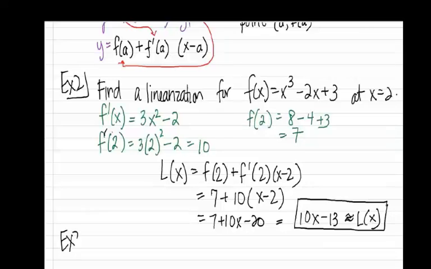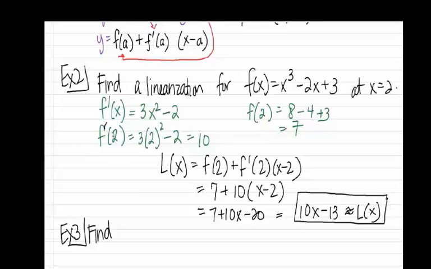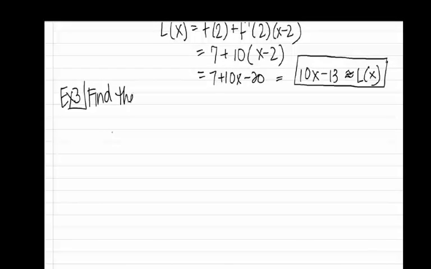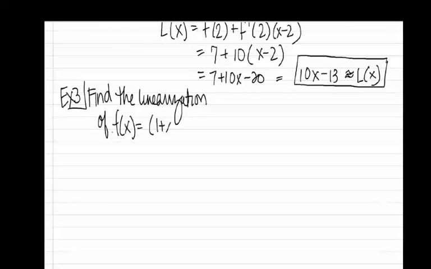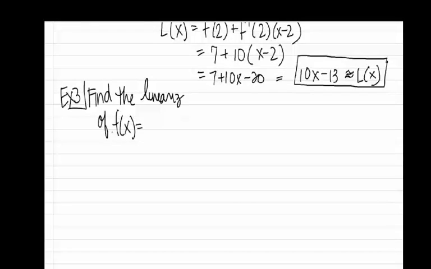Now let's try another one. I want us to find the linearization of f of x equals 1 plus x to the k power. Oops, that's kind of hard to see. Let me rewrite that. 1 plus x to the k power. And this is going to be for all k at x equals 0.